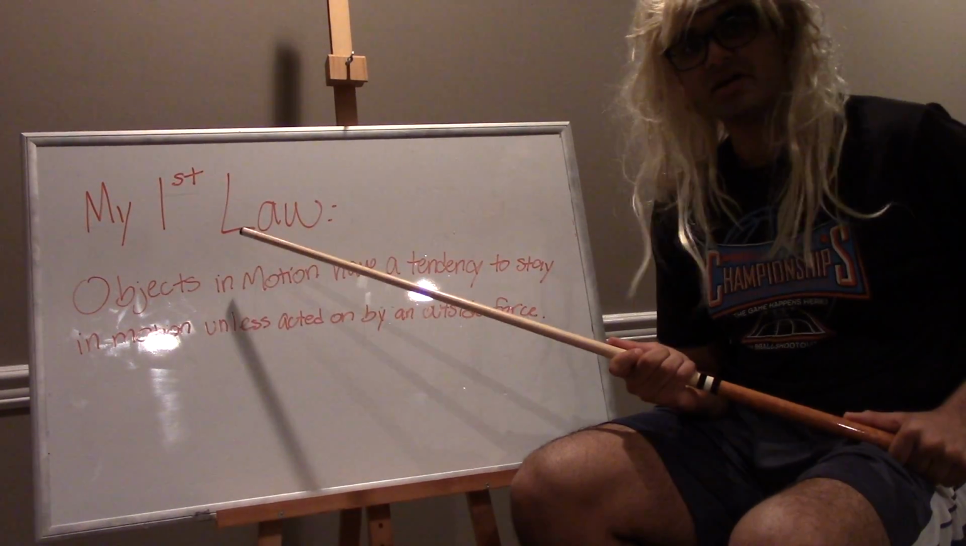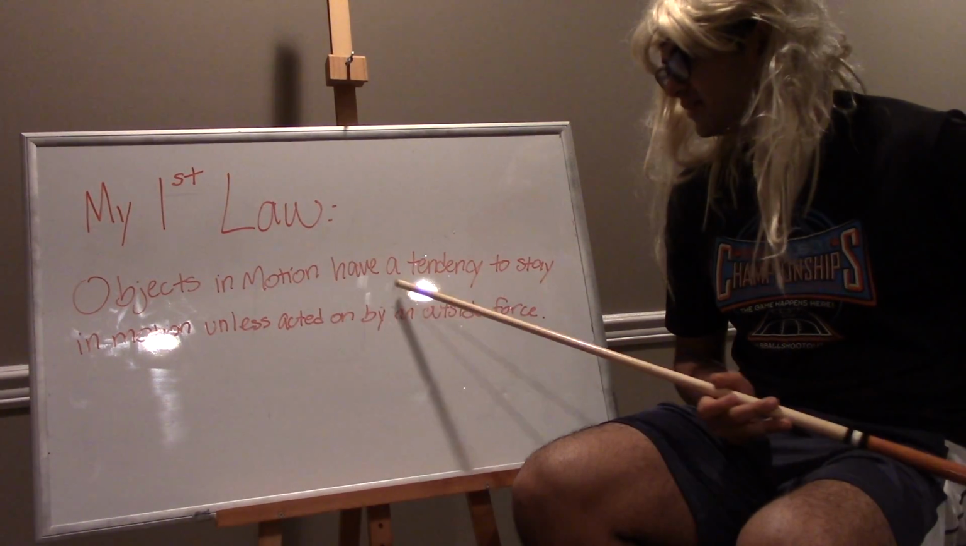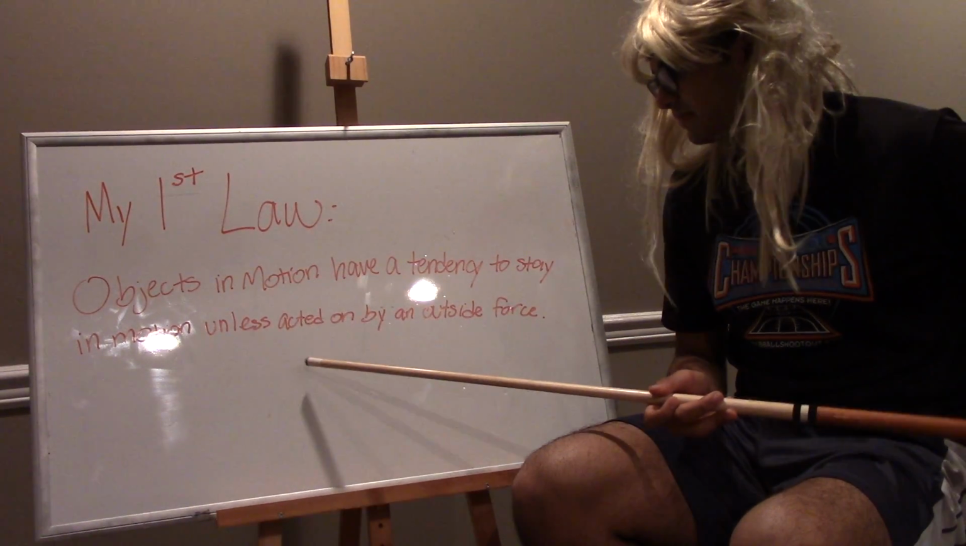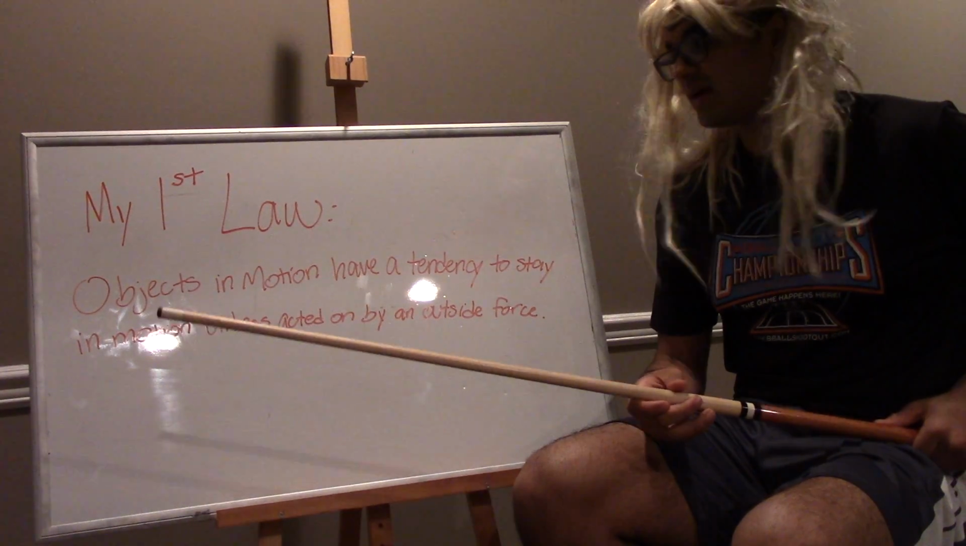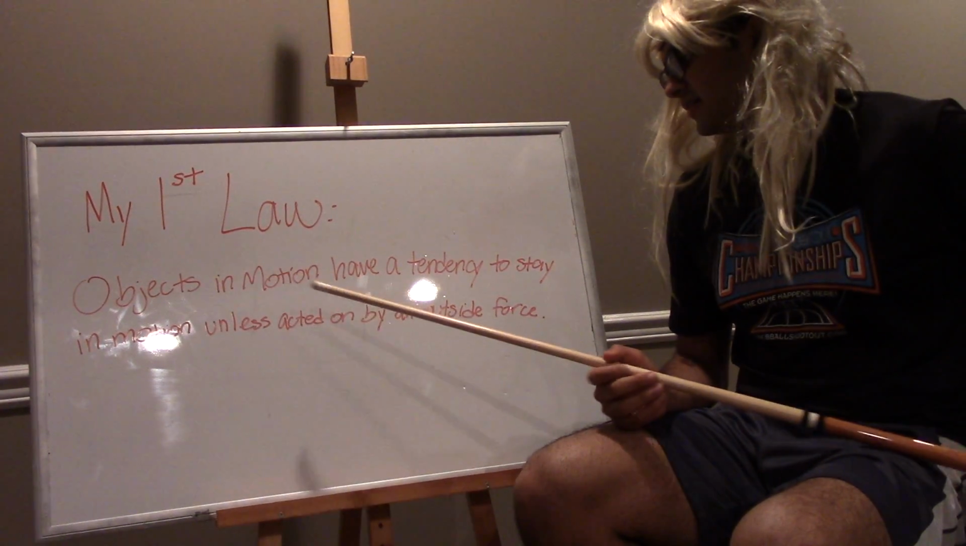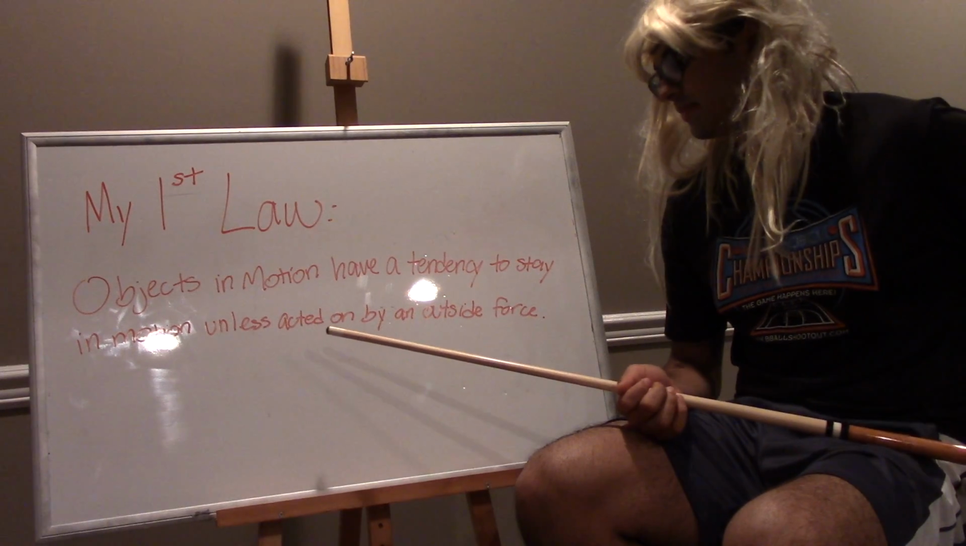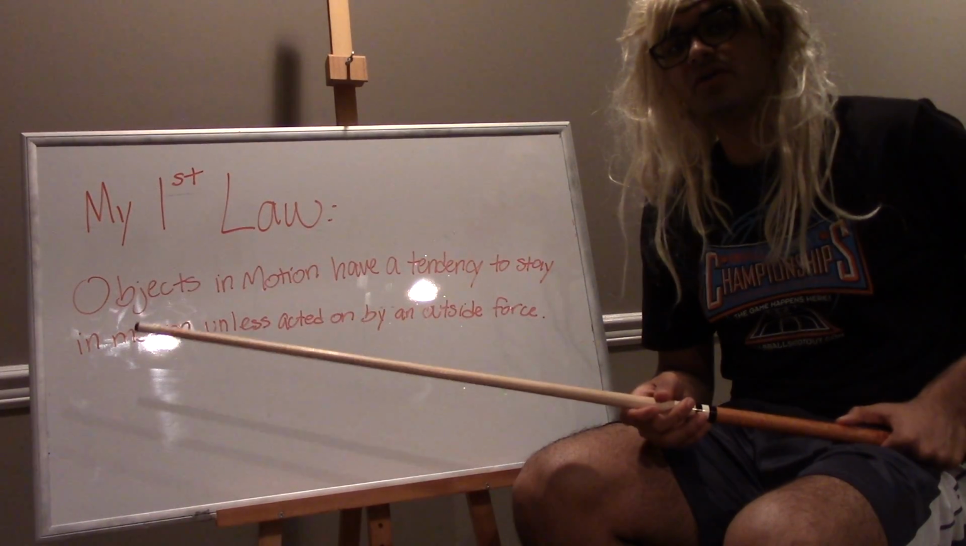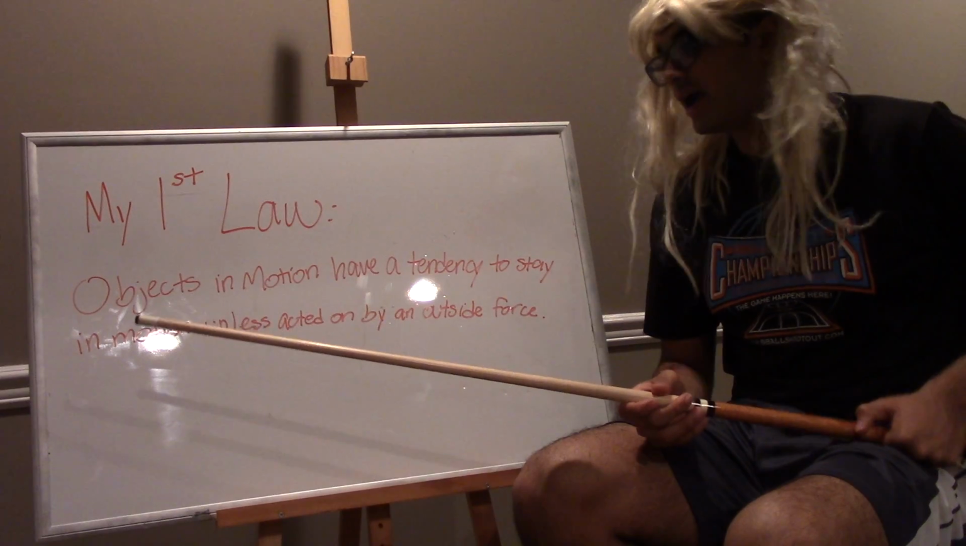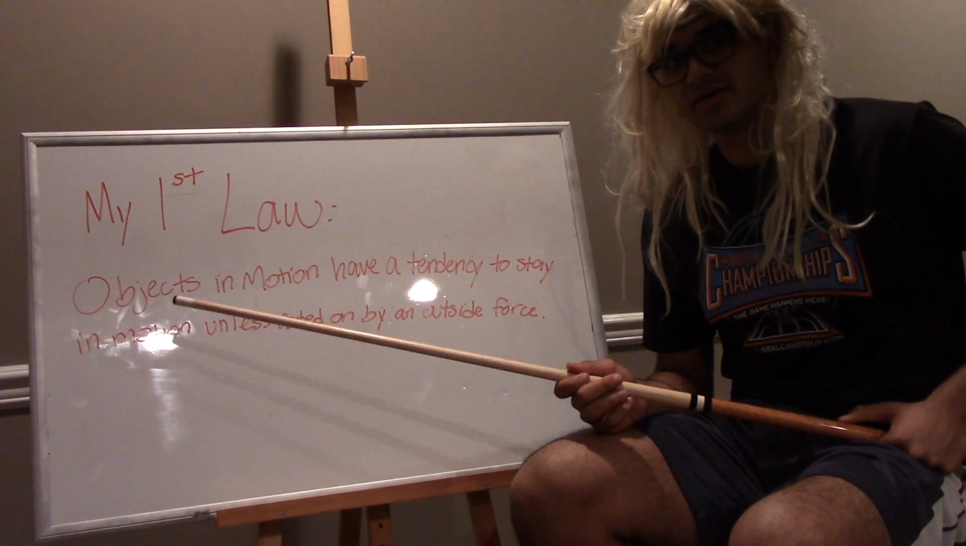My first law is, objects in motion have a tendency to stay in motion unless acted on by an outside force. This is also true for the opposite. Objects at rest have a tendency to stay at rest unless acted on by an outside force. This is only true if the net force equals 0, and you might have heard of this as inertia.